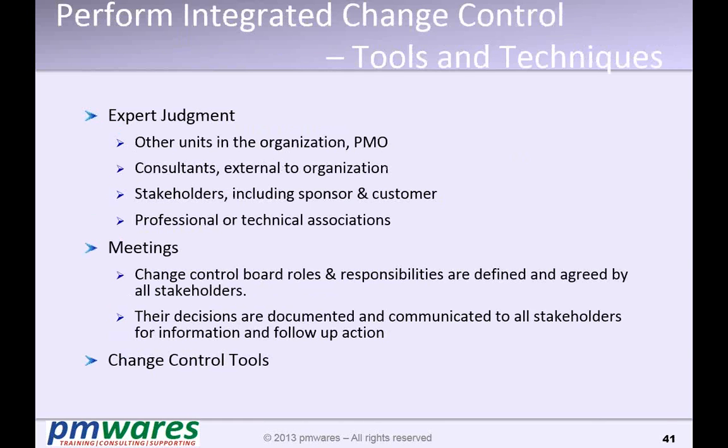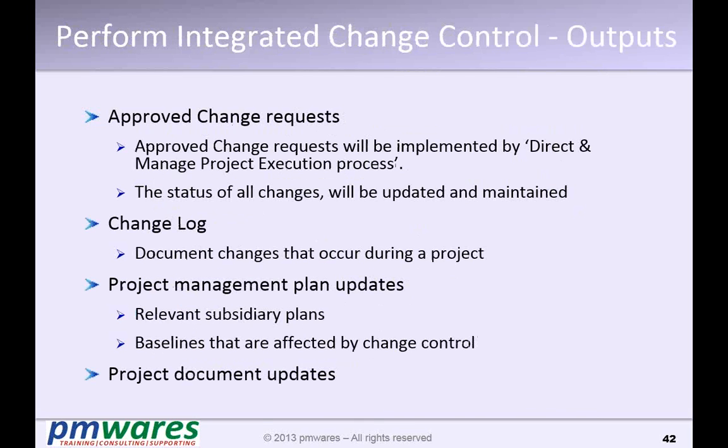Okay, so expert judgment: the person who may be an expert in handling the changes. Then a meeting of the change control board to decide if a change is to be approved or rejected, seeing the assessment and looking at whether this change is really required, or the impact on the time, cost, scope, whatever is reported to the change control board, seeing whether the impact on the project is acceptable, looking at the value that the change is adding to the project. And all the decisions made by the change control board are documented and communicated to all the stakeholders. So as an output, you will get an approved change request, which will go to direct and manage project execution as an input and get implemented.